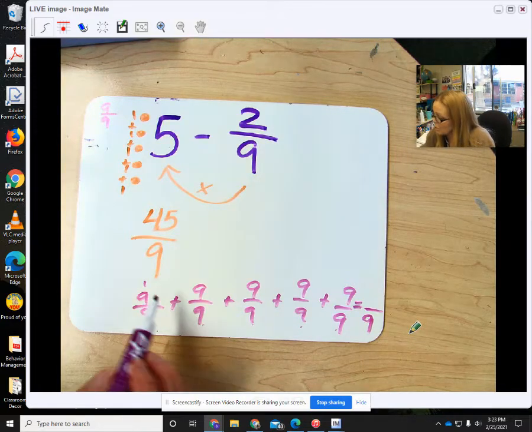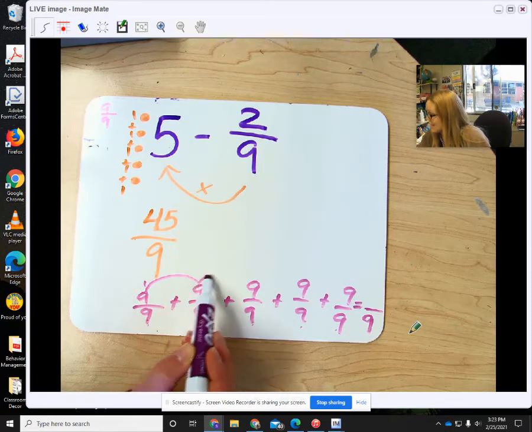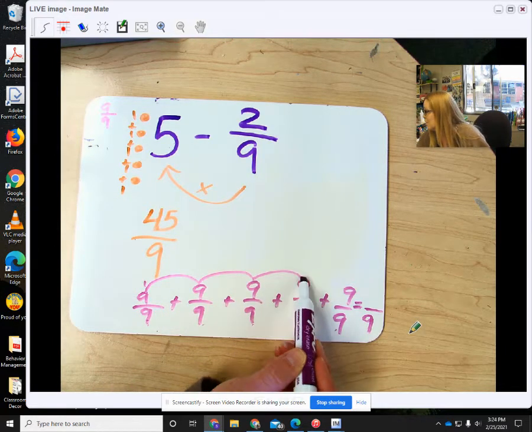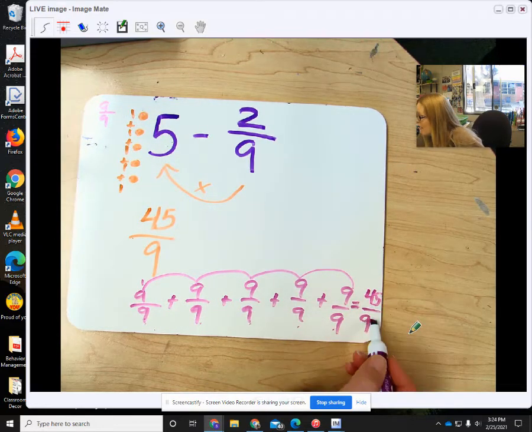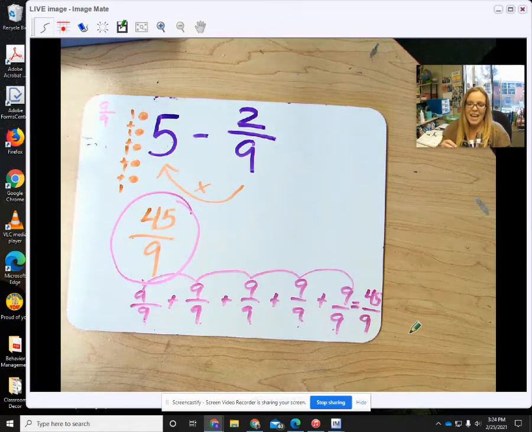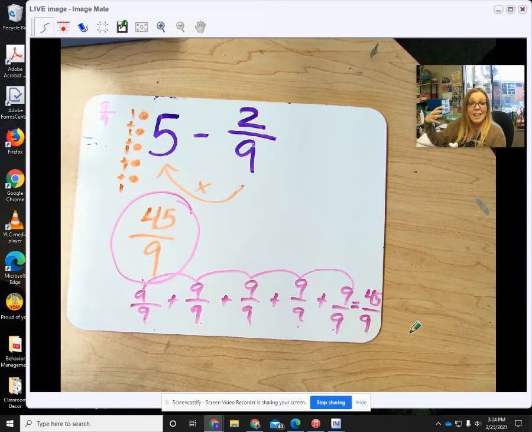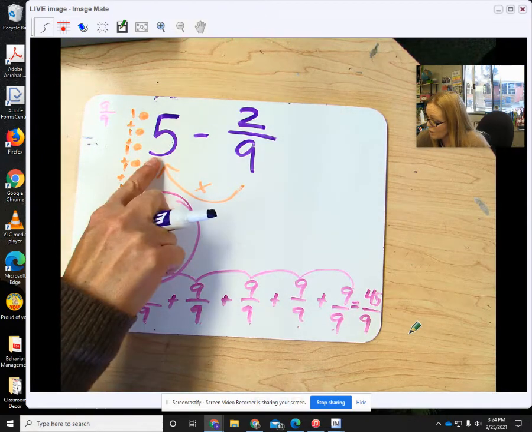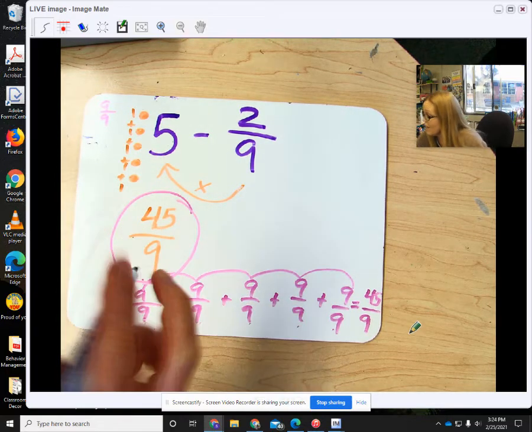But then I add the numerator. So let's do our multiples of 9. 9, 18, 27, 36, 45. So that would give me 45 ninths, the same as we got here. So again, that's why it works, and that's how you can turn a whole number into a fractional unit. Then we can move right along with our math. So I'm going to change that 5 whole numbers into 45 ninths.